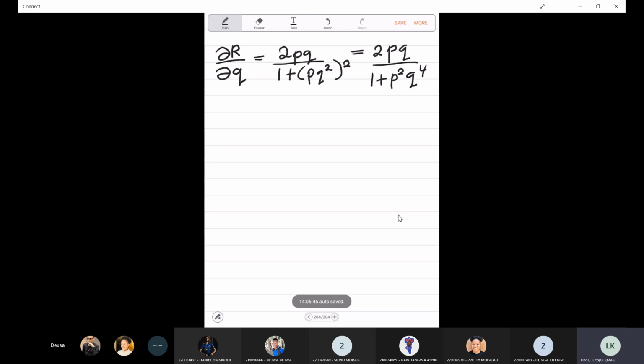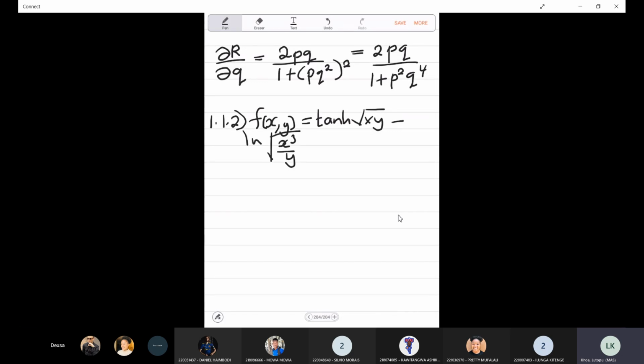Then 1.1.2. Given f, which is a function of x and y, is given by hyperbolic tan of the square root of xy minus ln of the square root of x cubed over y. And we have to differentiate f partially with respect to x and then also partially with respect to y.